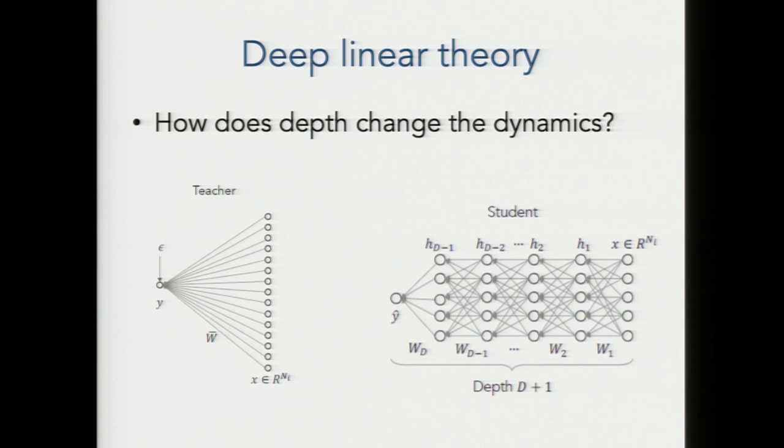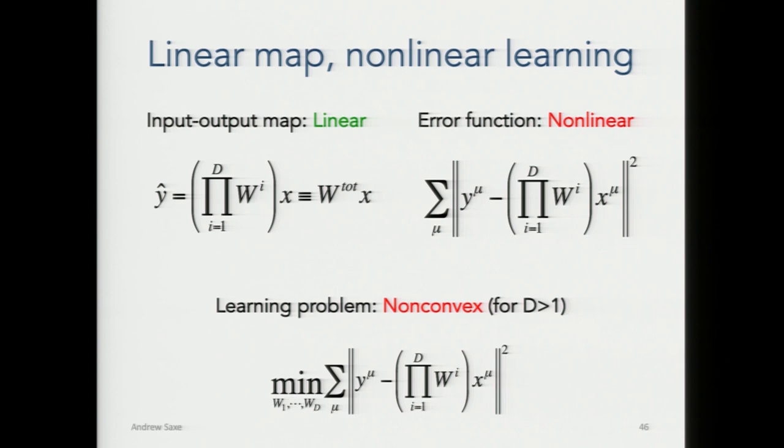And you're probably thinking, hold on a minute. If there's no nonlinearity in this network, then what's the benefit of adding depth? Because you could have just taken all those weight matrices and multiplied them together. So here it's important to distinguish a few different concepts.